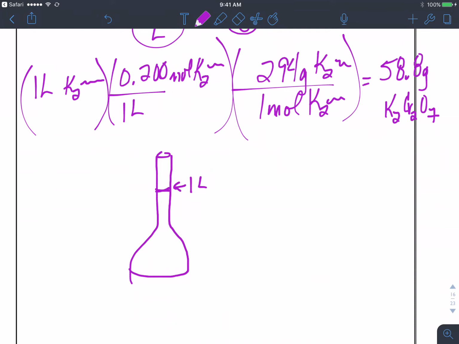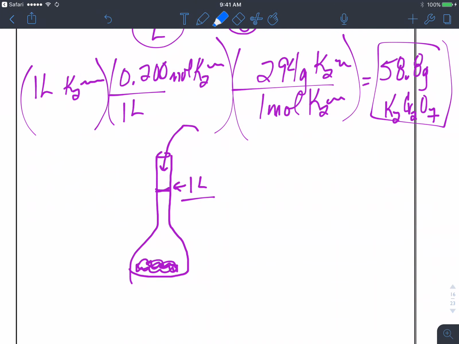So if I'm going to make this, what I'm going to do is go to my balance. I'm going to weigh out 58.8 grams of the potassium dichromate. I'm going to pour that into my flask. Now keep in mind that a solid such as potassium dichromate actually takes up volume. So I wouldn't want to put 1 liter of water in and then add my potassium dichromate because it could overflow. And if it doesn't, you certainly now have more than 1 liter of solution. So what you do is you put in the solid and then you add enough water to get up to that 1 liter line.